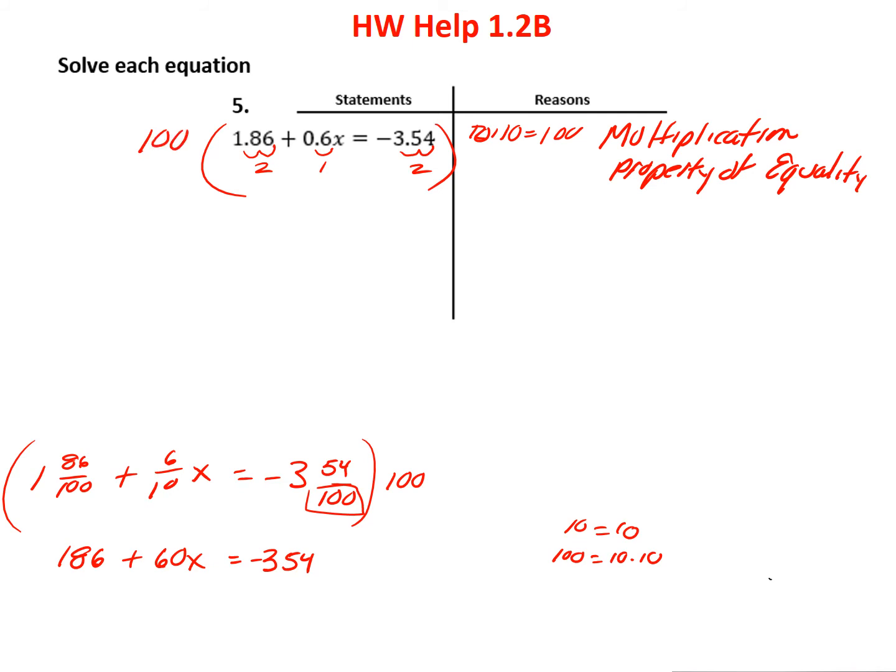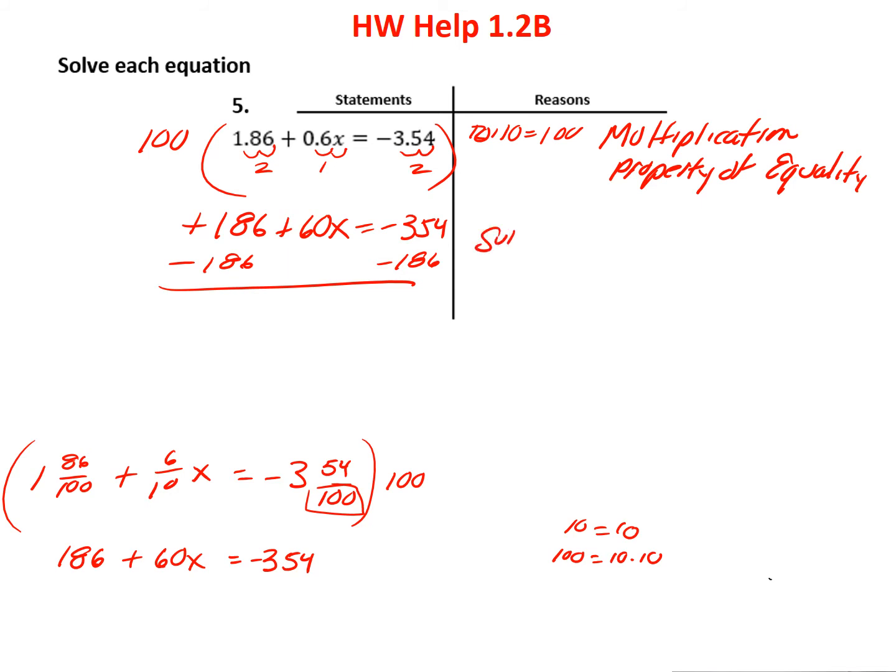And 100 times 1.86 means the decimal moves over 2, and so I end up with 186. In the next one, if I move this over 2, notice that I get 60x, not 6x, whereas here I'm going to get -354 because the decimal moves twice. So you see, multiplying by 10 moves it over 1, multiplying by 100 moves it over 2. That's why I picked the larger one. And now you see I have a two-step equation. So how do we do this? We undo the addition first. Notice I have plus 186. So we're going to subtract 186 from both sides.